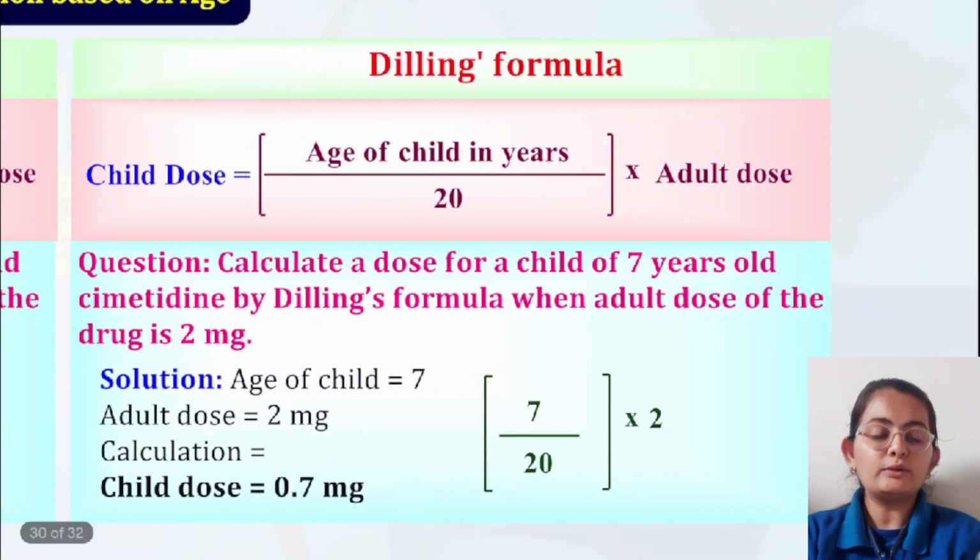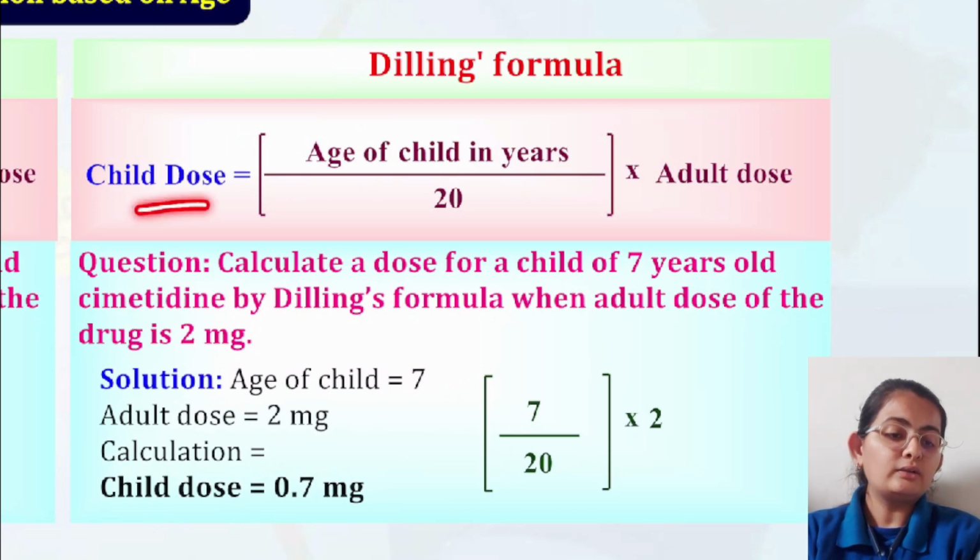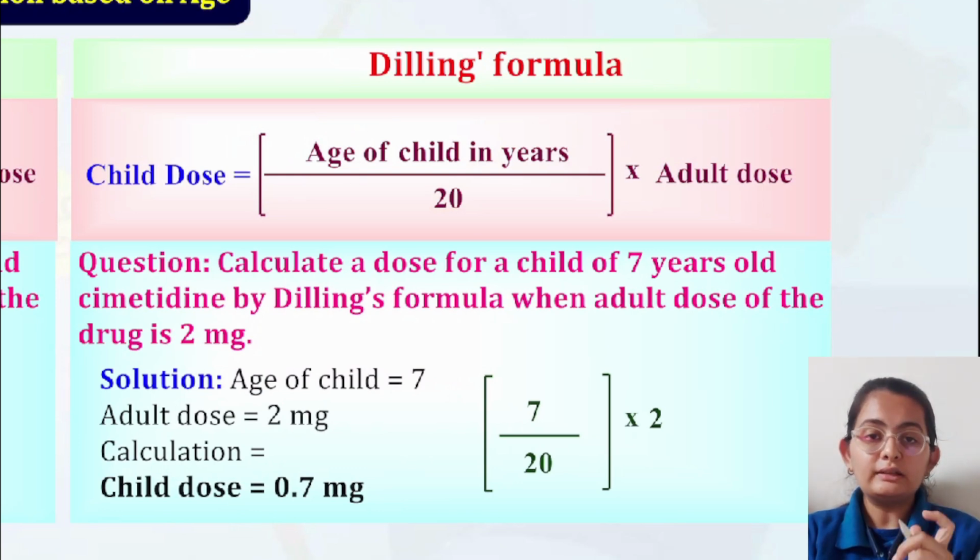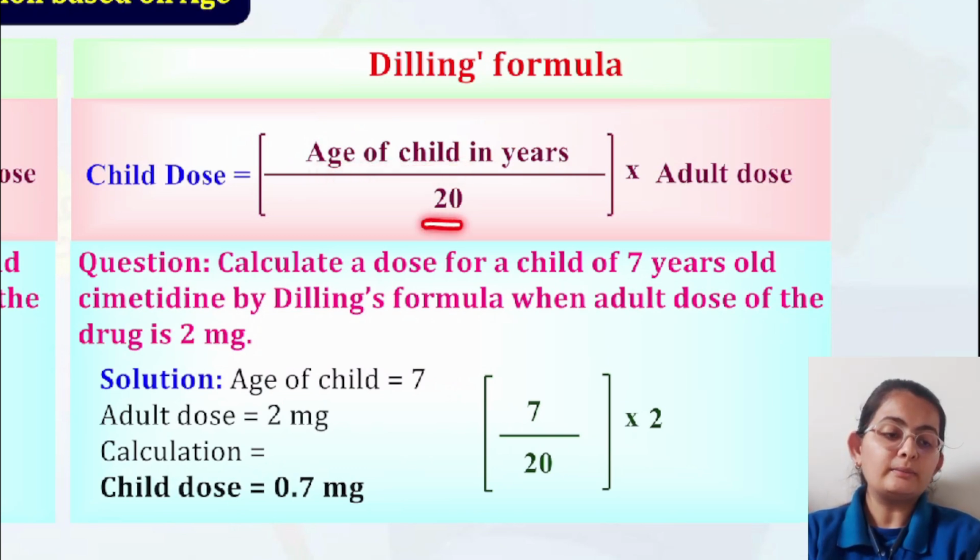Next is Dilling's formula. This is again based on age to calculate the dose. It tells you child dose is equal to age of child in years divided by 20. Here you do not have to add the age in the denominator. In Young's formula, we were adding age in the denominator as well, but here we don't have to add it. You just have to take the age of child in years divided by 20 into the adult dose.